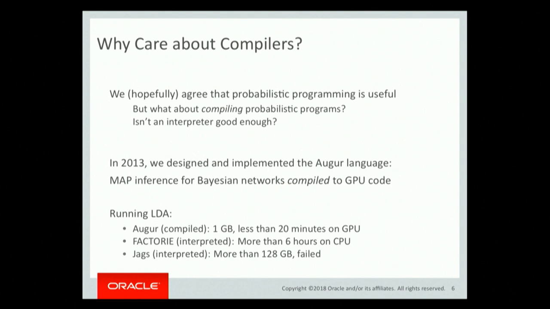We're using other systems, for example Factory, and you could run LDA with Factory. It was interpreted, but it would take more than 6 hours, on the CPU. So note that it's really an unfair comparison, right?